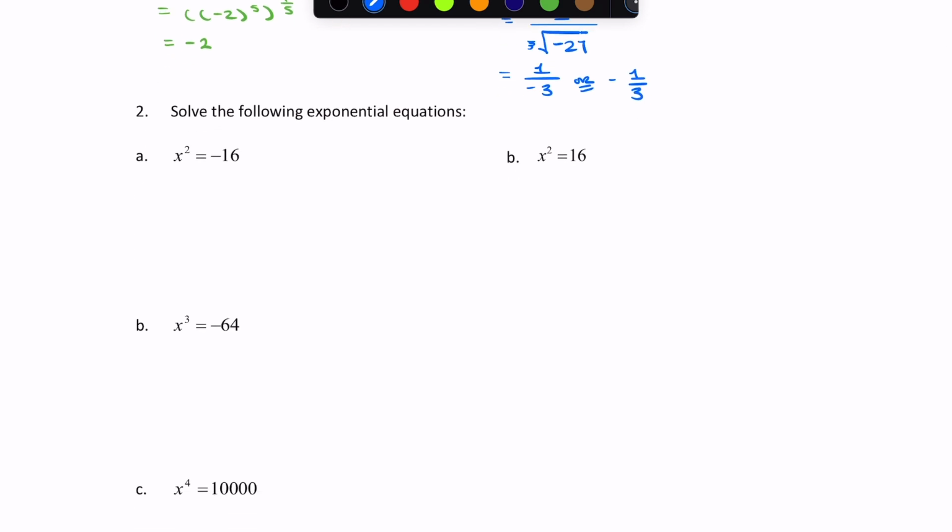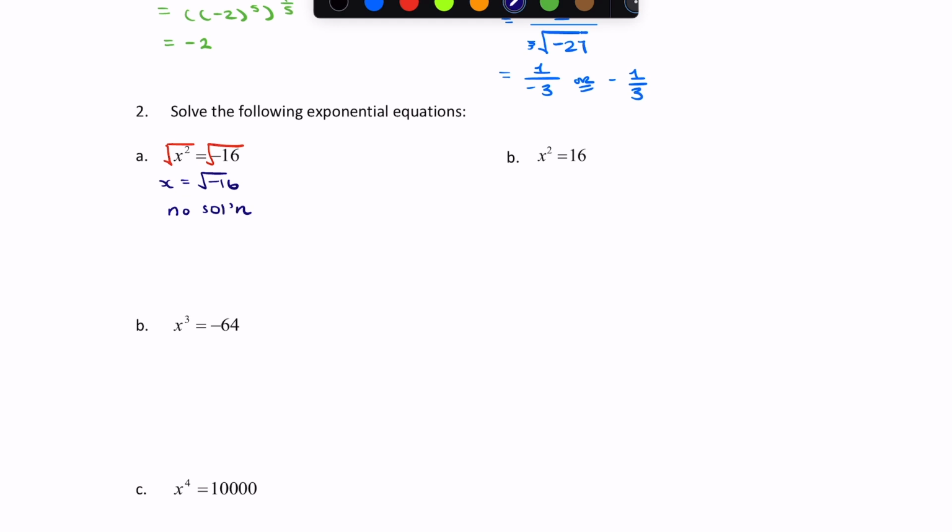Now we're going to solve the following expressions. Here we have x squared is equal to negative 16. Again, to get rid of the square, we're going to square root both sides. Here we get x is equal to the square root of negative 16, and here x does not exist in negative 16, so there's no solution.